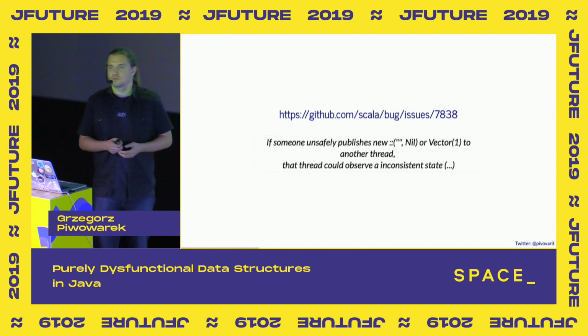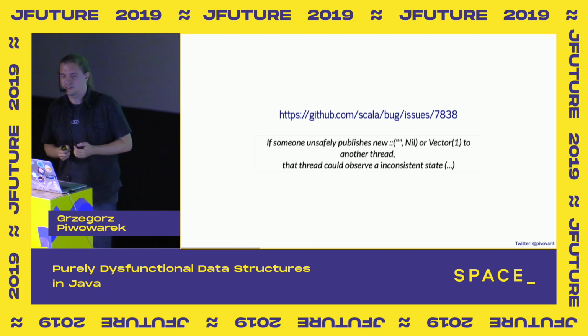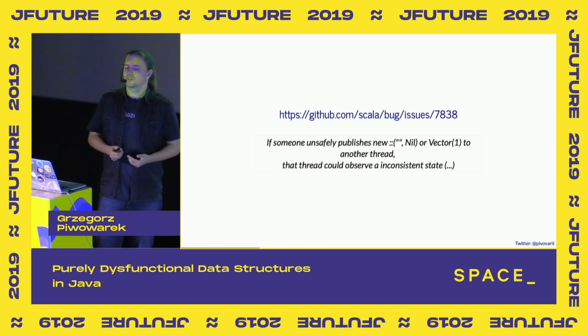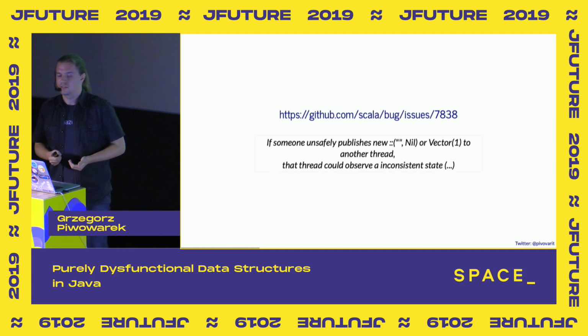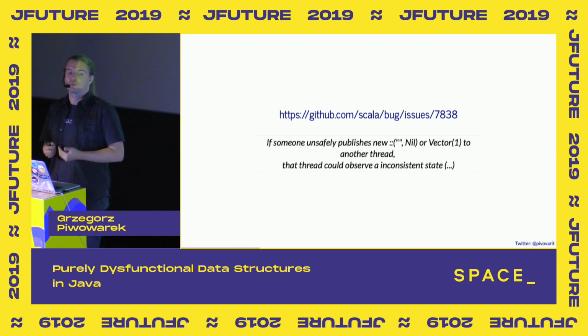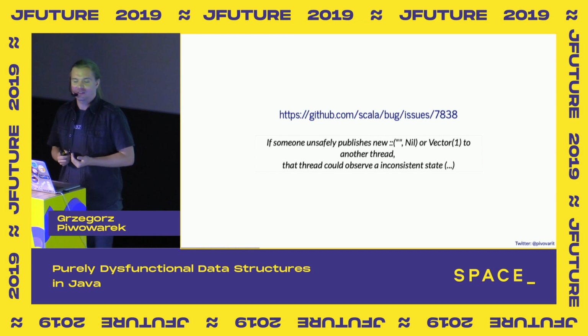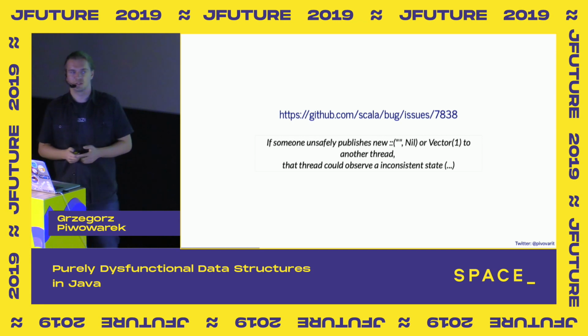And this was the case with one of the Scala releases. I don't remember if it was 2.11 or later, but if you created a new empty list, or a new vector, it could be observed by other threads as mutable, in an invalid state. So as you can see, immutability becomes a bit more complex if you start taking all of that into consideration.